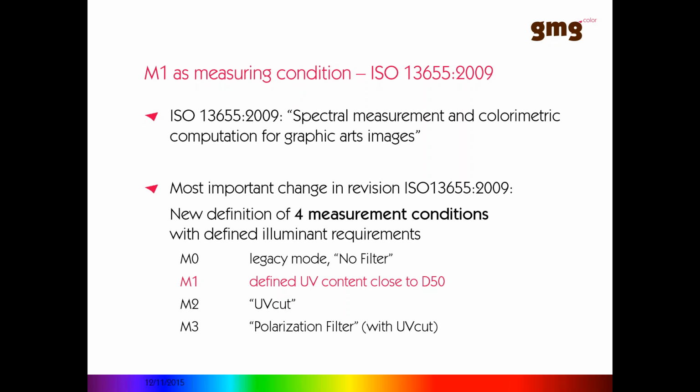This is why we have the new mode M1. Here we now have a precisely defined UV content, and we are much closer to D50 now. M2 describes our well-known UV cut mode. Actually here nothing really changed beside the name. And M3 describes the measurement with polarization filter, which is as well defined as a UV cut measurement. So it includes an M2 mode actually.